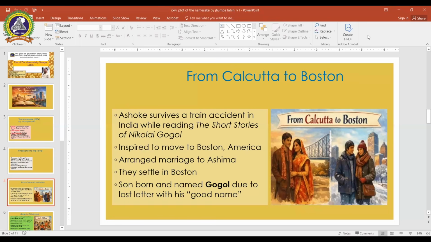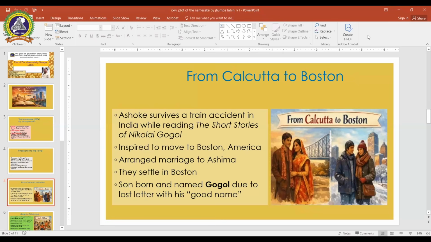Ashima's grandmother had sent a letter from India with the baby's name, but the letter is lost. The hospital says the baby must have a name before he can leave. So Ashima and Ashok give their son the name Gogol. Ashok chooses this name after the Russian writer Nikolai Gogol, whose book he was reading when he survived the train accident. After that, they plan to change the name later, and then give the baby a formal name. However, Ashima's father suddenly dies and they must quickly travel to Calcutta. Because of this, they forget to name the baby, and that's why Gogol becomes his official name on the passport. And this name Gogol becomes very important in the story of the novel.